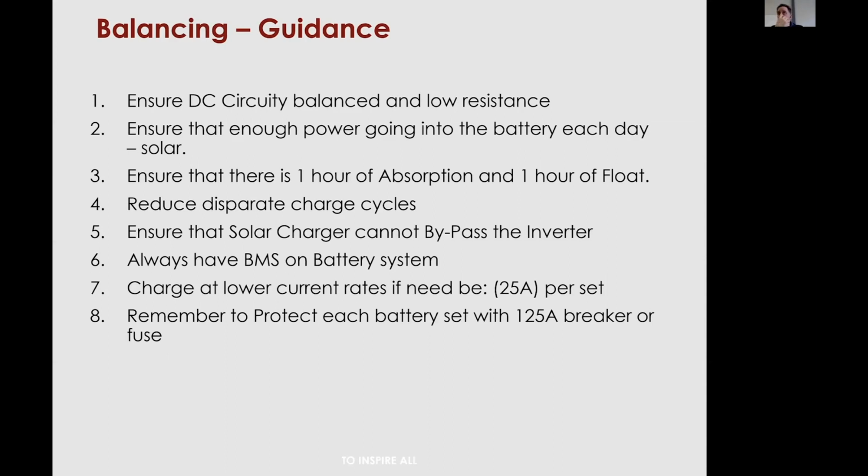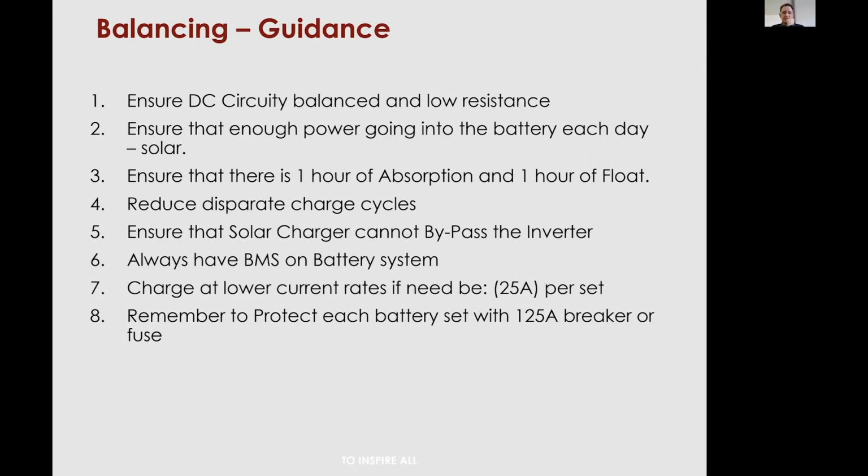Ensure that your solar charger cannot bypass the inverter. That just means that you don't get a preferred path. What I normally do is put the solar charger on one end of the bus bar, the battery on the other end, and the inverter connection in the middle, and that way the inverter always sees every part of the current. And then always have the BMS in the battery system.